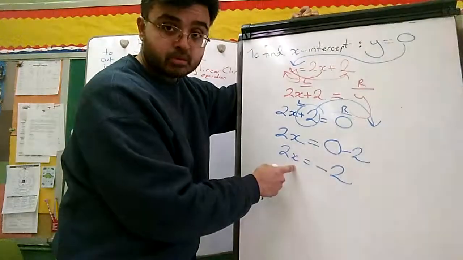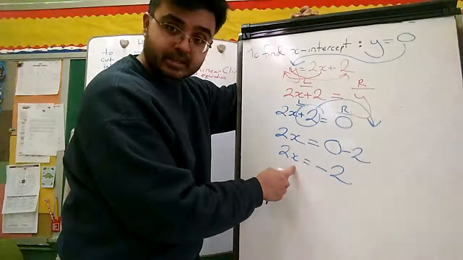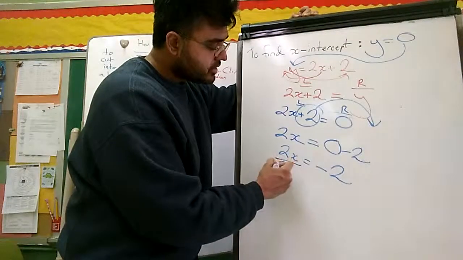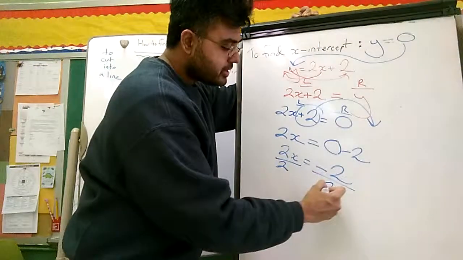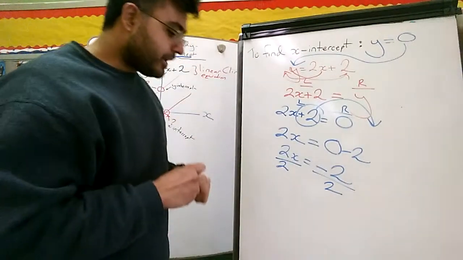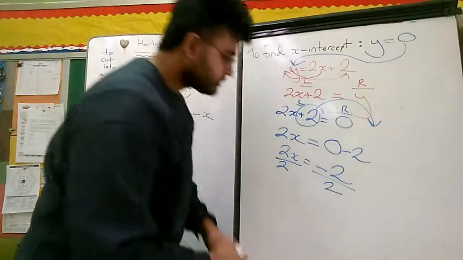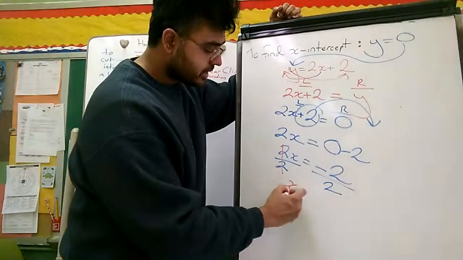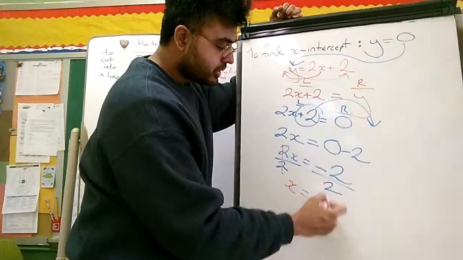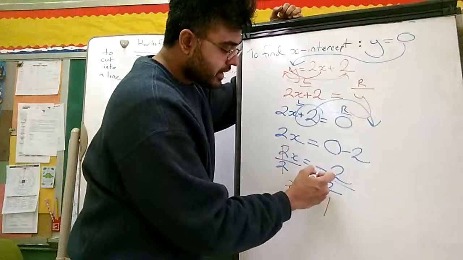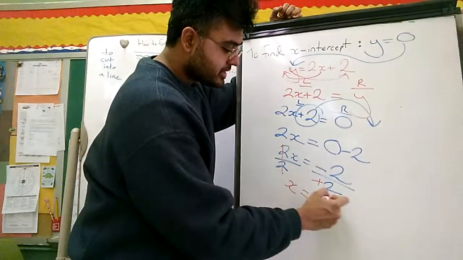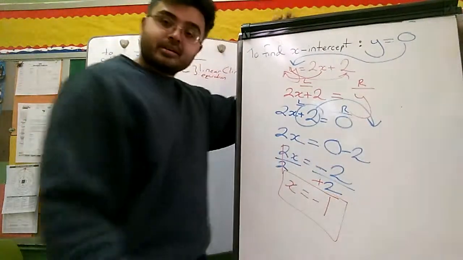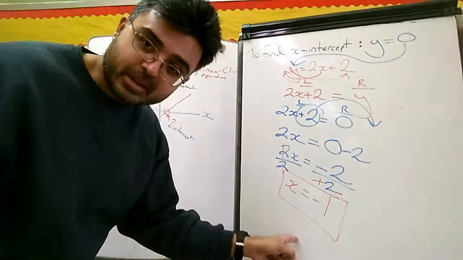X has to be alone, x has to be independent. How do we make it independent? Divide by 2. Divide this by 2, both sides. And finally, let's solve. 2 divided by 2 is 1x. 2 divided by 2 is 1. Minus divided by plus is minus. And here we go. The answer, x equals minus 1.